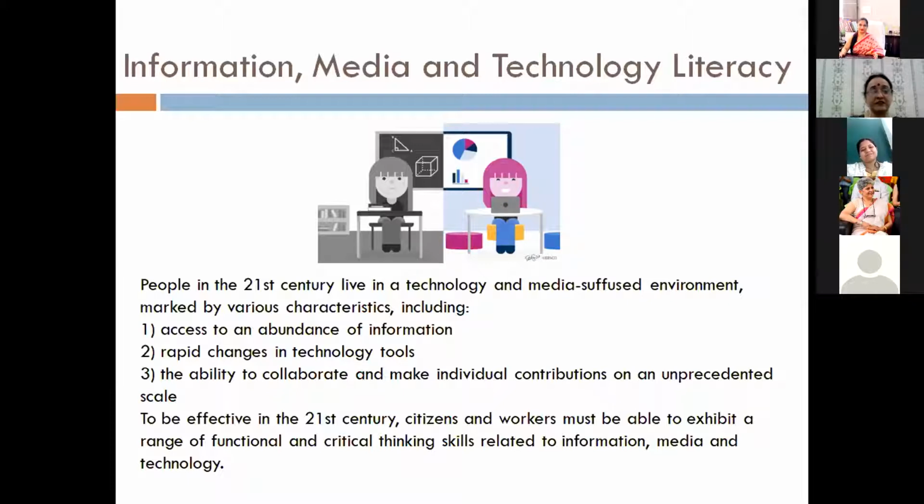Now, to be effective in the 21st century, citizens and workers must be able to exhibit a range of functional and critical thinking skills related to information, media, and technology. It is not just about books, that you have bookish knowledge and you can survive in this world today.